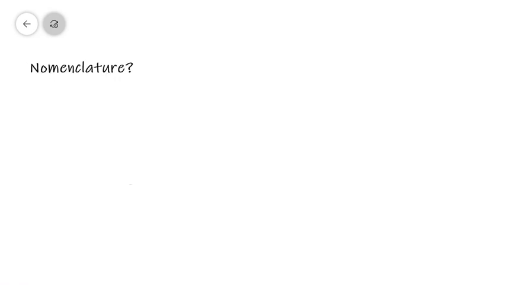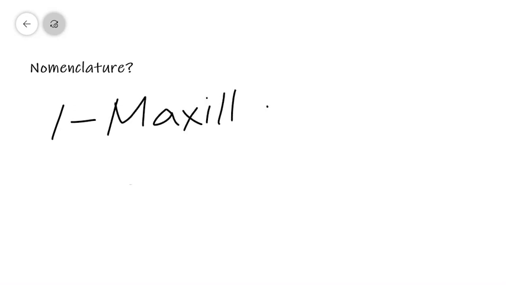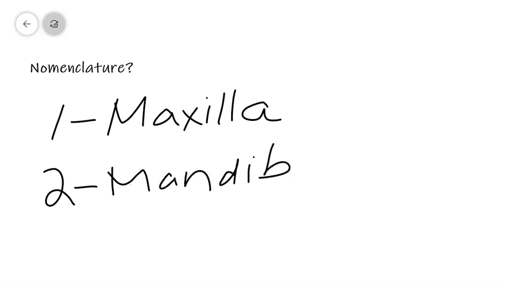Now moving on, we'll talk about some nomenclature of the teeth that are present in the oral cavity. Nomenclature basically means how we name the teeth and their respective position in the oral cavity. We have two sets of teeth. The first teeth, on the upper side of your mouth, are called maxillary teeth. They are present in the structure known as the maxilla. The second set, in the lower jaw, is known as the mandibular teeth. They are present in the structure known as the mandible.